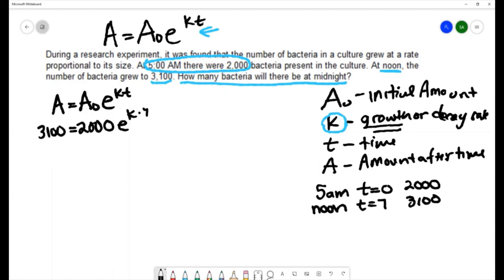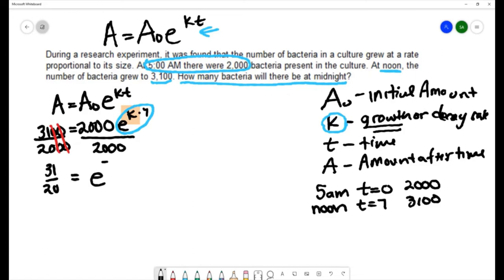So this is our variable k, which we're trying to solve for, and it's in the exponent. So we're going to use our exponential methods to solve. We're going to isolate this exponential by dividing both sides by 2,000. We can cancel those zeros out, and that reduces down to 31 over 20 equals e to the 7k.